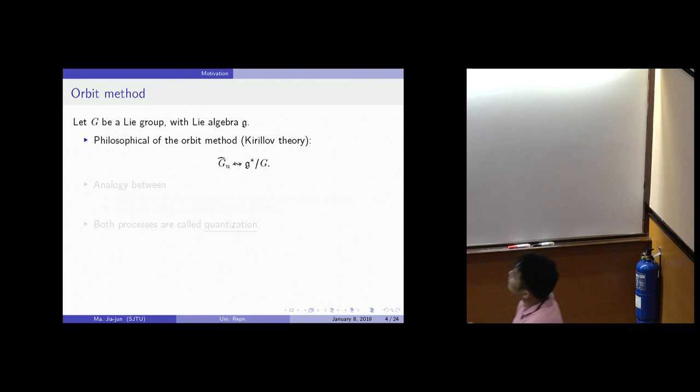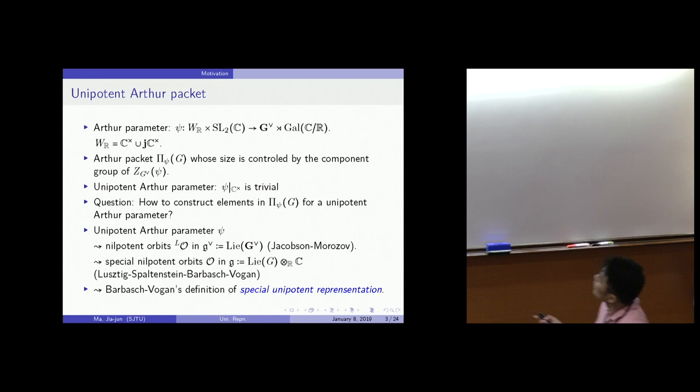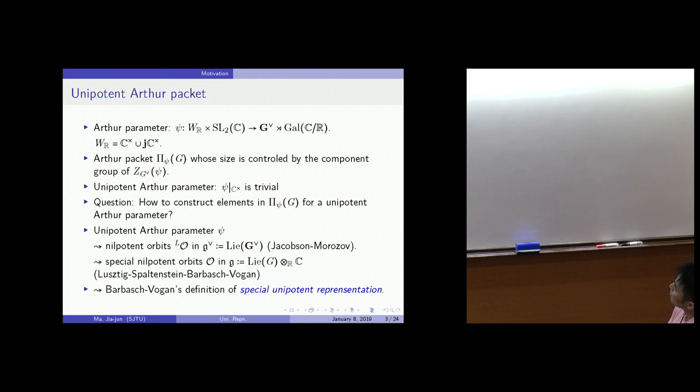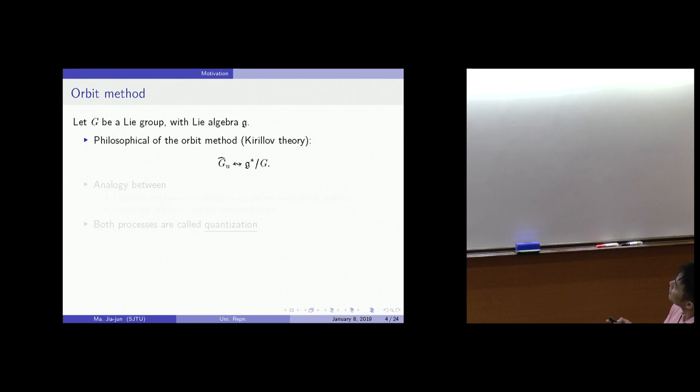Before moving to our topic, I would like to say some of the philosophy behind Vogan's consideration. Their motivation is to construct the unitary dual of real groups, but this question is very difficult and not known in general. On the other hand, for nilpotent groups and solvable groups, you have Kirillov's orbit method theory. It basically says that the unitary dual is corresponding to the coadjoint orbits of the Lie algebra, where G is a nilpotent or solvable group.